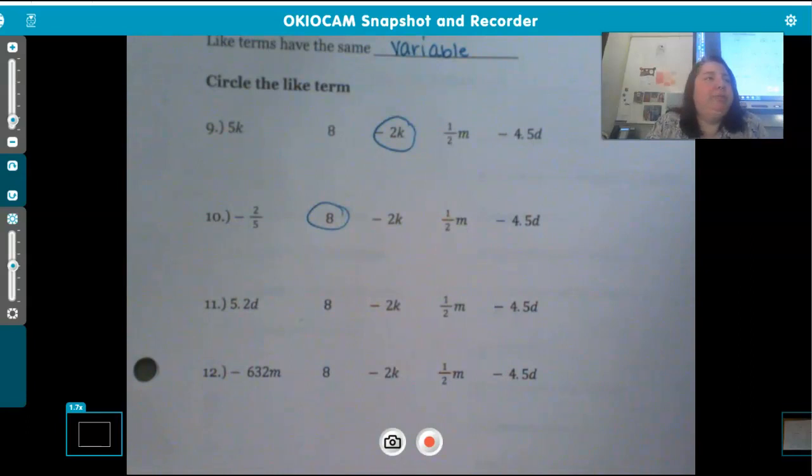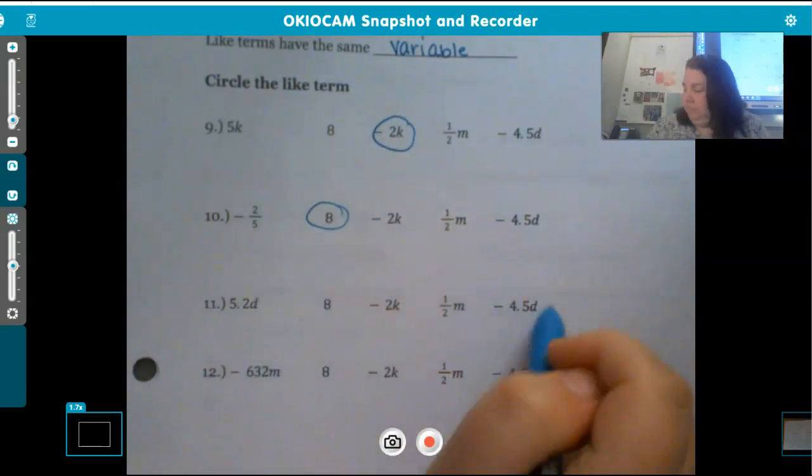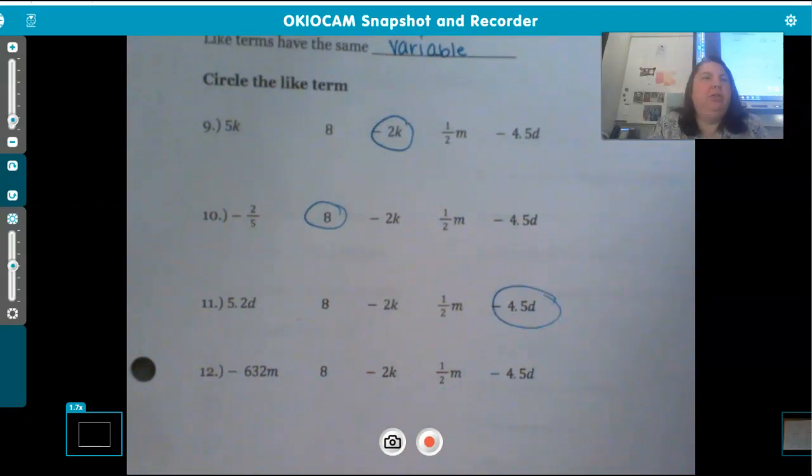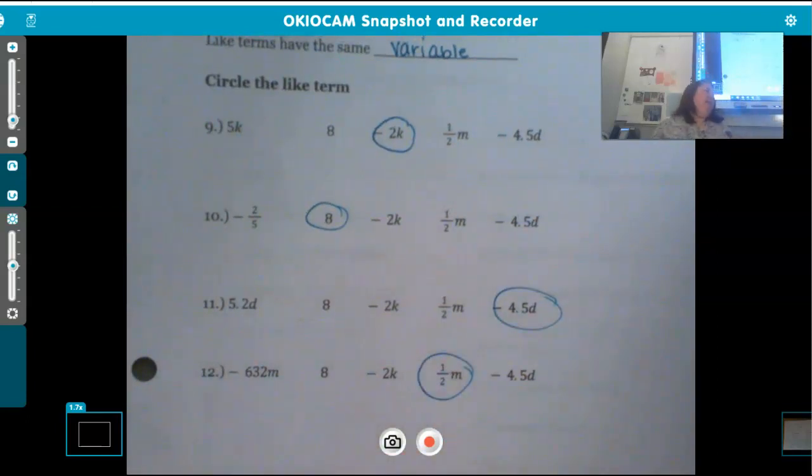5.2d, what is the like term? Negative 4.5d. So does it matter if the numbers are positive or negative? No. Does it matter if one's a fraction and one's a whole number? Does it matter if there's decimals? No, because the only thing we're focusing on is what? The variable. Last one, negative 632m. What is its like term? Yep, 1 over 2m, because they both have the m. And again, this is how we're going to see this on the final. And with that, we are done.